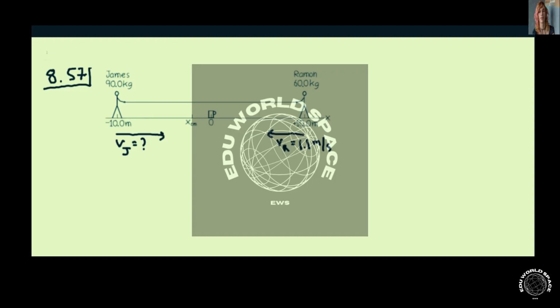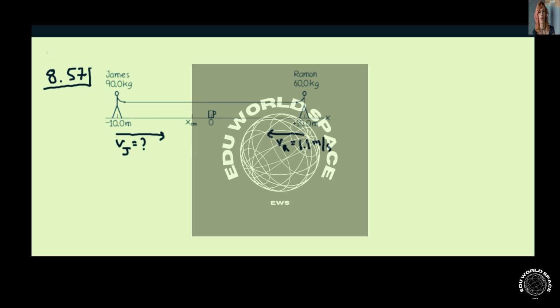Problem 8.57. So this is using the same setup as example 8.14 in section 8.5 of the book. We have these two guys, Ramon and James, on a frozen lake playing tug of war to get to a cup of some sort of beverage. They have these masses and so forth. The rope is light enough that we don't need to worry about its mass.